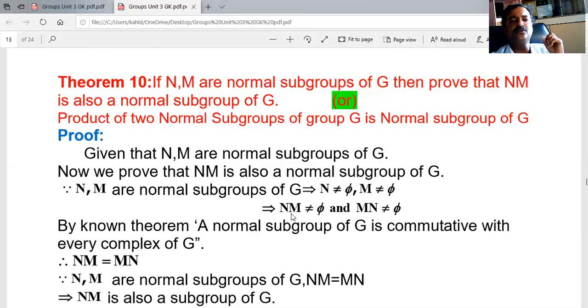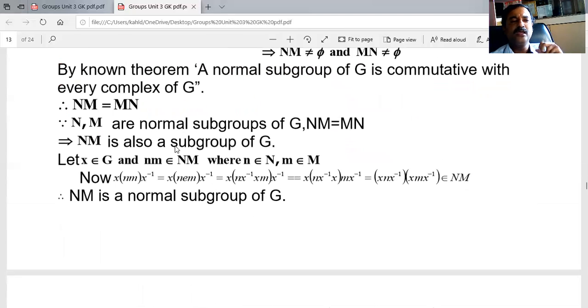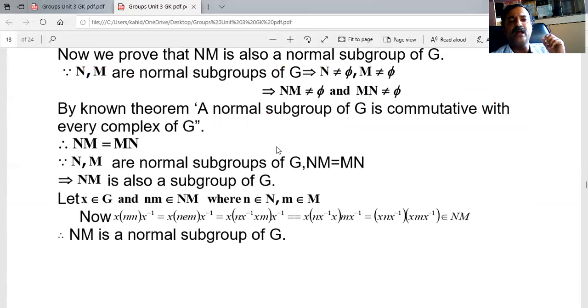So the product of two normal subgroups is also non-empty. Two non-empty sets' product is also non-empty. That means it may be NM or MN. Both are non-empty. By a known theorem, a normal subgroup commutes with every complex of G. What is that? A normal subgroup and a complex have a commutative property.